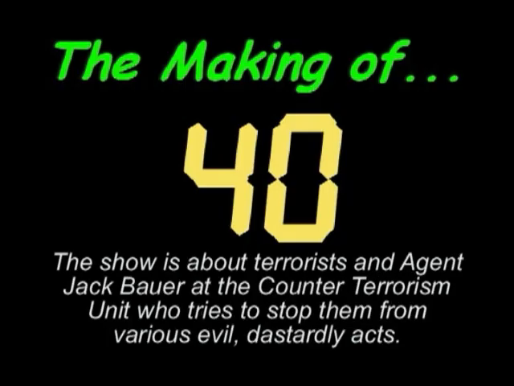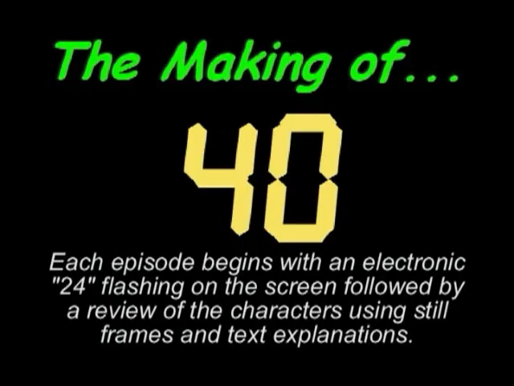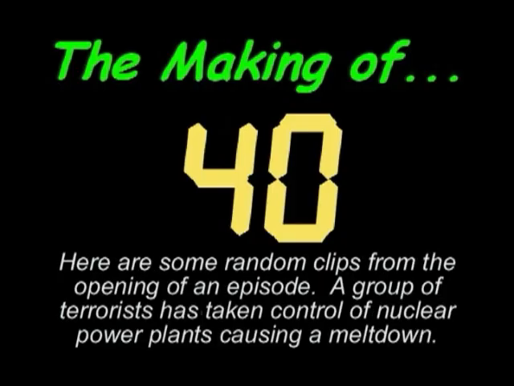The show is about terrorists and Agent Jack Bauer at the Counterterrorism Unit, who tries to stop them from various evil, dastardly acts. Each episode begins with an electronic 24 flashing on the screen, followed by a review of the characters using still frames and text explanations. Here are some random clips from the opening of an episode.